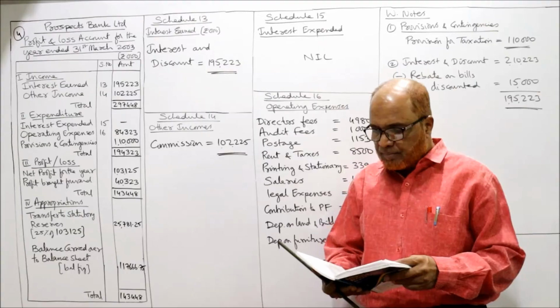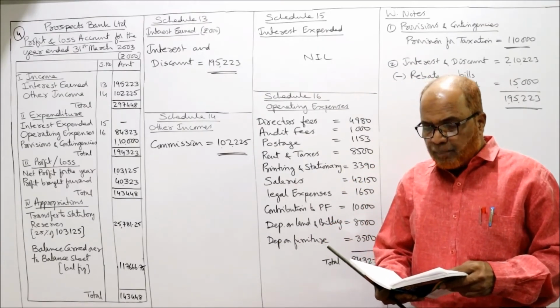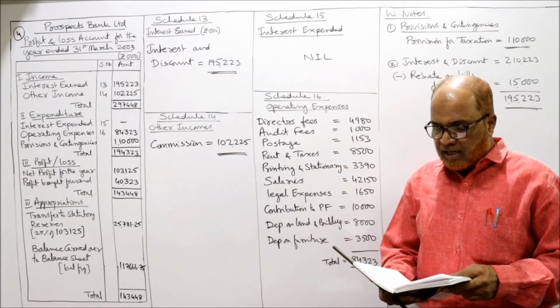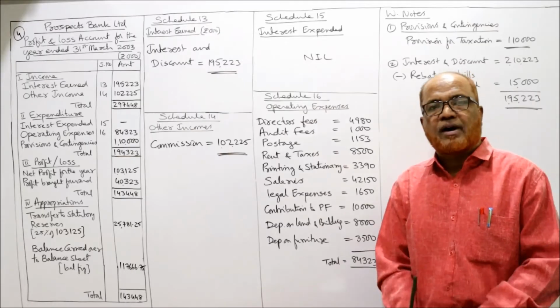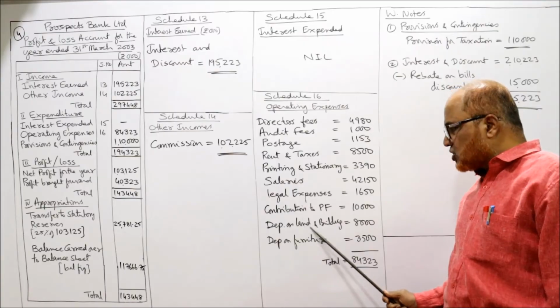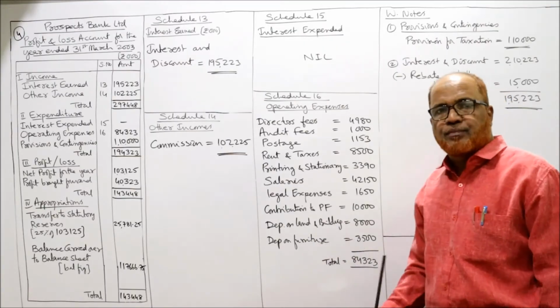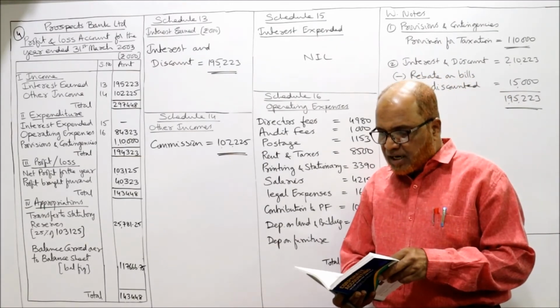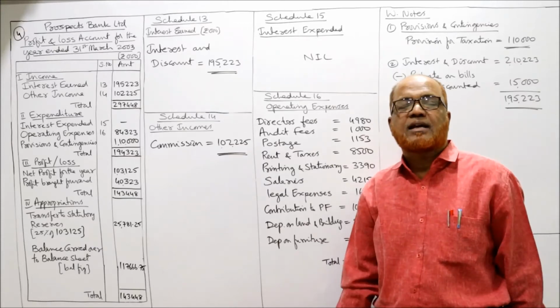Now some adjustments are given. Other information: depreciation is to be charged on land and building, 8,000, and on furniture, 3,500. So depreciation will be taken under operating expenses: depreciation on land and building, depreciation on furniture. The first adjustment is over. Second, create a provision for taxation of 1,10,000.